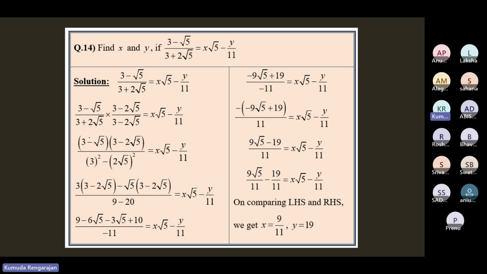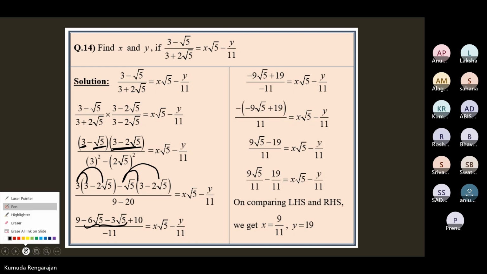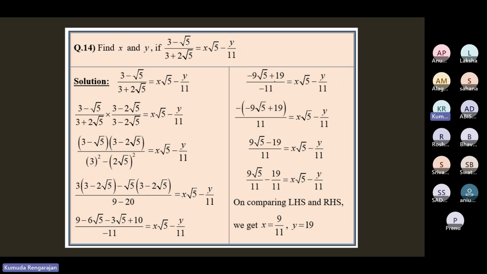Multiply the first term 3 with the second bracket, then the second term with the second bracket. So that will be 3 3s are 9. Then 3 into this one, minus 6 root 5, minus 3 root 5, plus 2 5s are 10. So now here you can simplify. And you have this. There's a minus sign in the denominator. The denominator is 9 minus 20, which is minus 11.